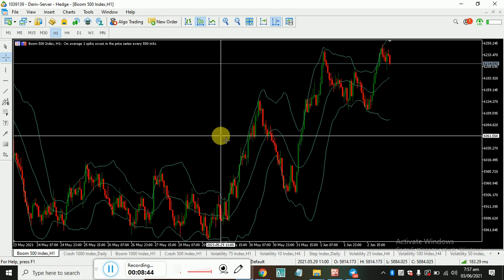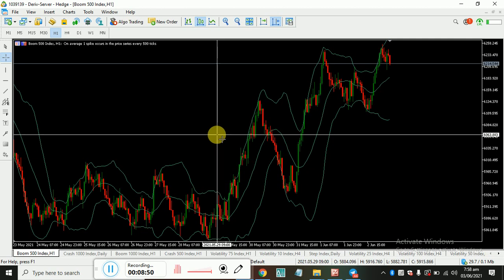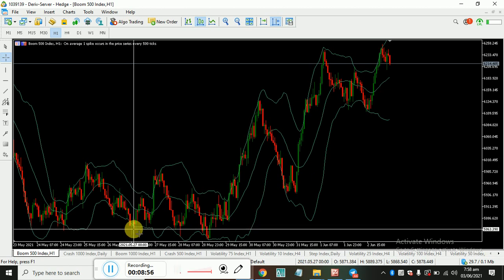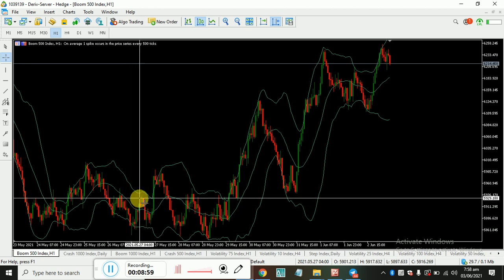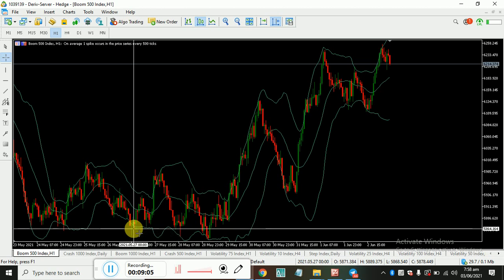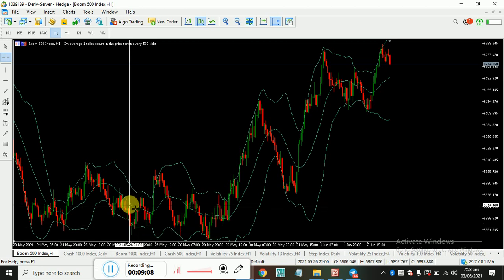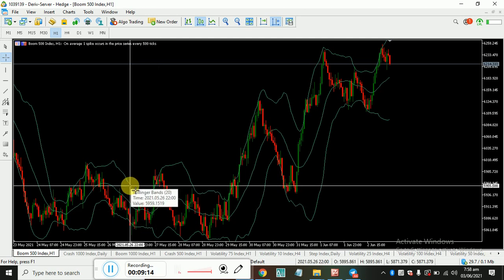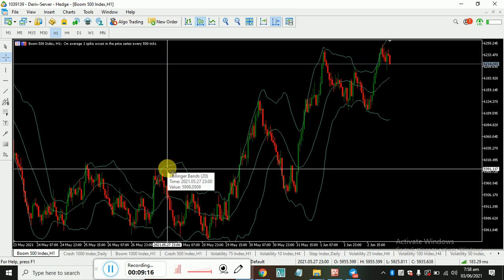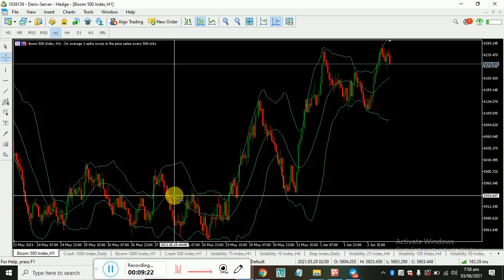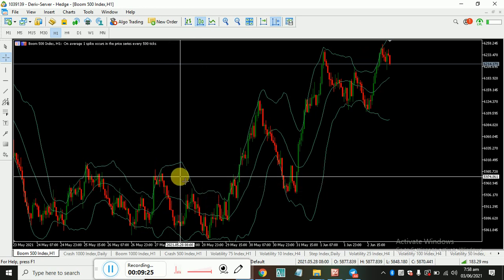One thing you should know about Bollinger Bands is that the price tends to return to the middle. In layman's language, these Bollinger Bands serve as either support or resistance. The lower band serves as support, the middle band serves as resistance or support, and the upper band serves as resistance, and vice versa.